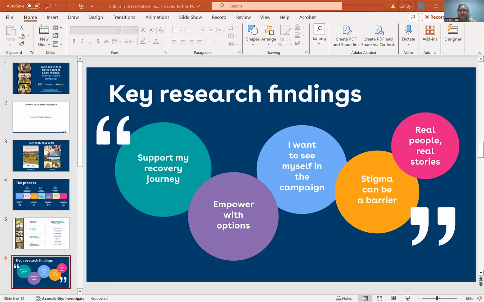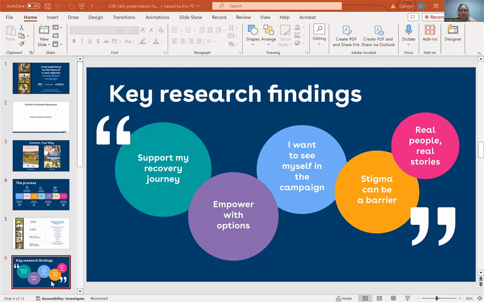Third, I want to see myself. So as in, I want to be able to see if I come from a particular background. People want a range and a diverse group of people represented in the communications. And it was important that it was local, and that came across as well. Stigma is not news, but it's a big barrier to reaching out and seeking help. And then people were really keen to have real stories and real people to make it more relatable.